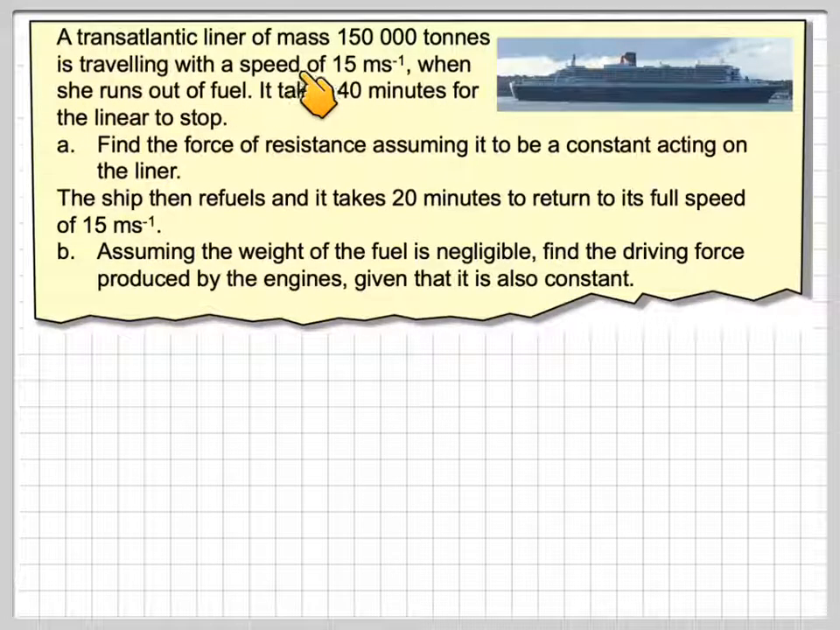A transatlantic liner of mass 150,000 tons is travelling with a speed of 15 metres per second when she runs out of fuel. It takes 40 minutes for the liner to stop. Find the force of resistance, assuming it to be a constant acting on the liner.